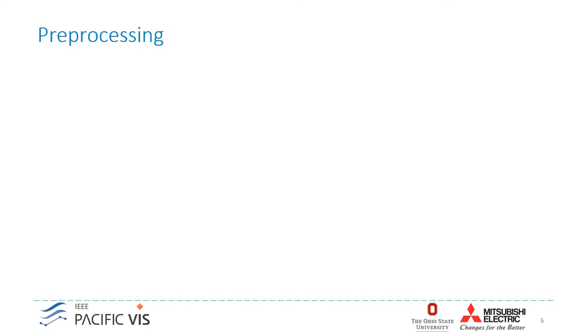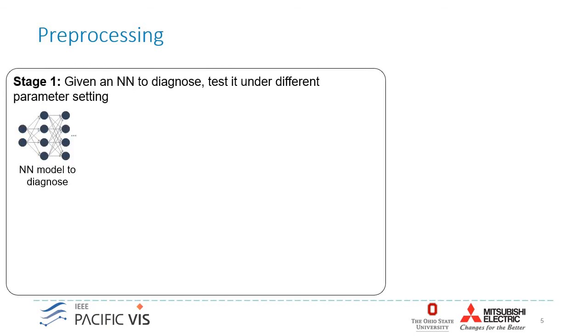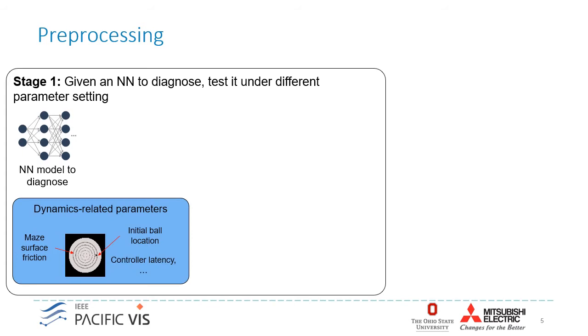This slide describes the pre-processing stage needed to apply DynamicsExplorer to diagnose a trained reinforcement learning model. Given a model to diagnose, the first stage is to test the model under different parameter settings. In the maze task, the dynamics are related to the initial ball location, the friction of the maze surface, the latency of the robot controller, and so on.